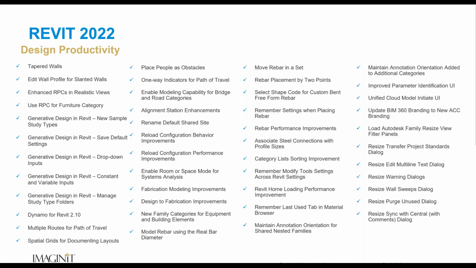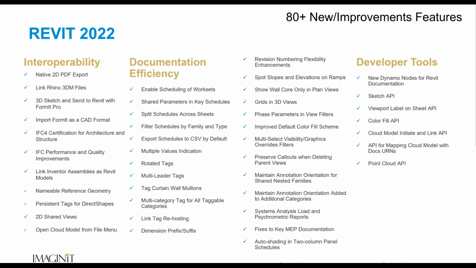And if we pop over here to the very first slide again on design productivity, just a whole slew of new features, some little and some major. Looking at it, we've got tapered walls available to us now, and they did major work on generative design for us. We've got a whole handful of reinforcement functionality, and what release in the last 5 years hasn't had some type of reinforcement functionality within Revit? We've got some improvements on our fabrication modeling aspect. So altogether, over 80 new or improved features in this release.